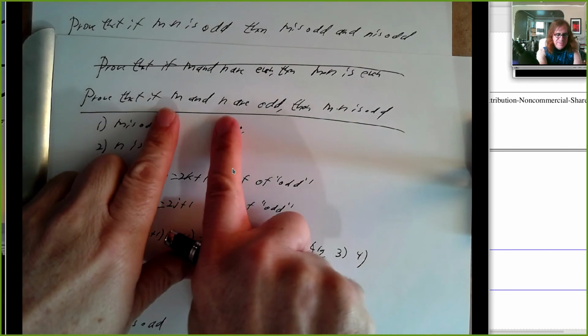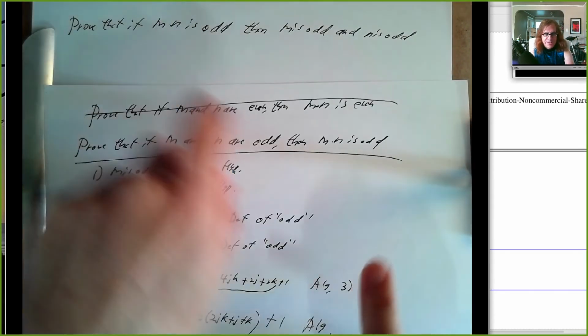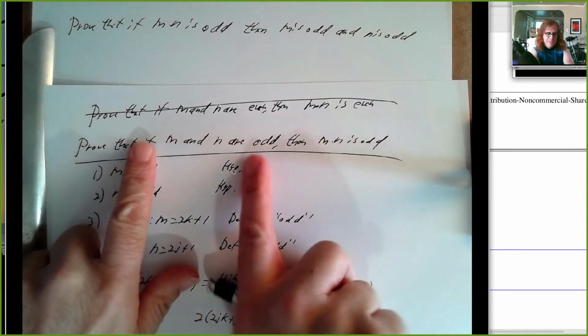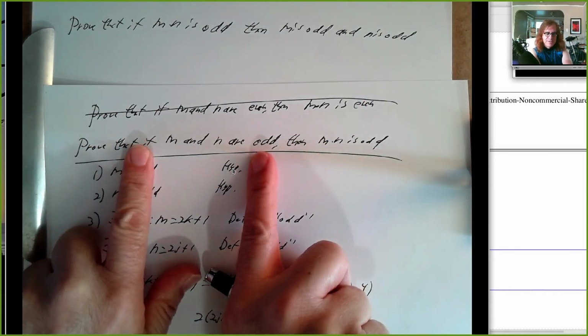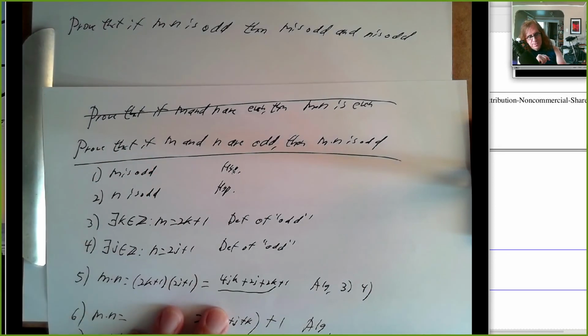We proved given this, then that. What we're trying to prove now is that given that, prove this. We're going in the opposite direction. Okay, if the product of two integers is odd, we want to prove that both of those integers must also be odd.